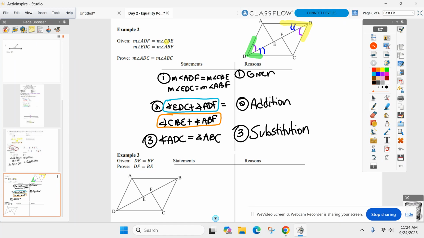This is fun. Just do addition, substitution. No, that's not how this works. And that's why I have example 3.